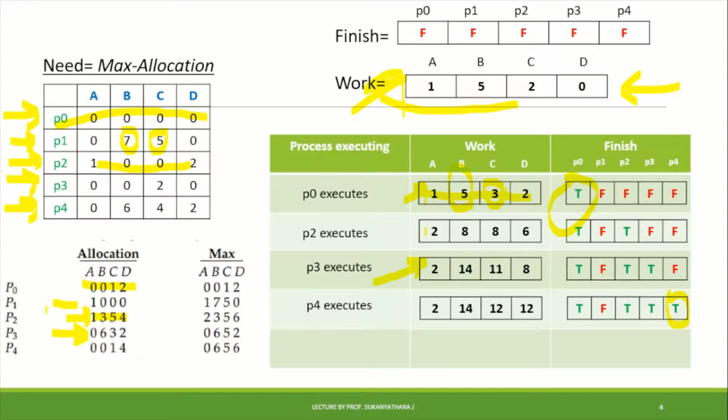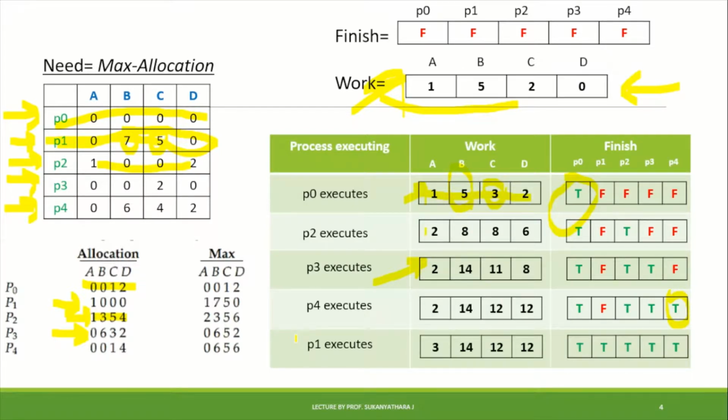Again, the loop continues. We have to check whether P1 can execute. Yes, P1 can now execute, because the need of P1 is 0750 and we have enough resources to grant now. We have 2, 14, 12, 12. Yes, we have. So we will let P1 execute now. When P1 executes and leaves the system, it will release all the resources it was holding, and the value of work becomes the current value of work plus allocation of P1. That will become 3, 14, 12, 12. And we will write finish of P1 equal to true.